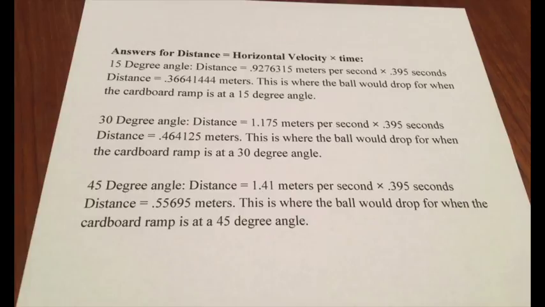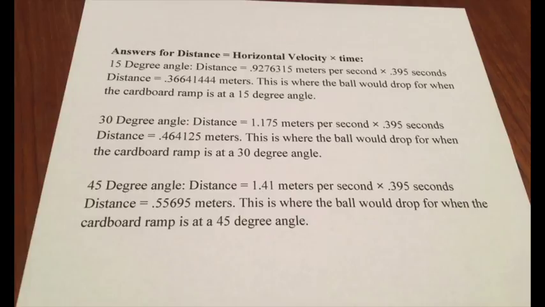To find the distance, we use the equation horizontal velocity times time equals distance. For the 15 degree angle, the distance equals 0.9276315 meters per second times 0.395 seconds. Therefore, the distance equaled 0.3664144 meters. This is where the ball would drop for when the cardboard ramp is at a 15 degree angle.